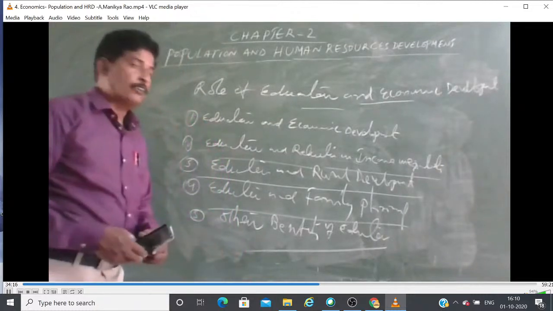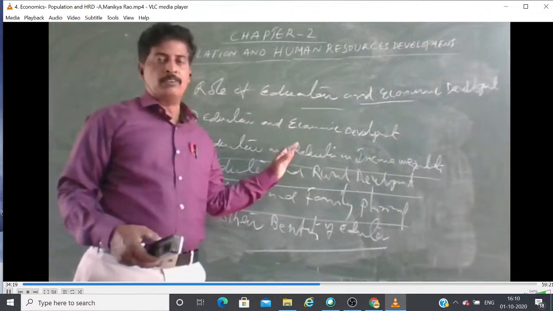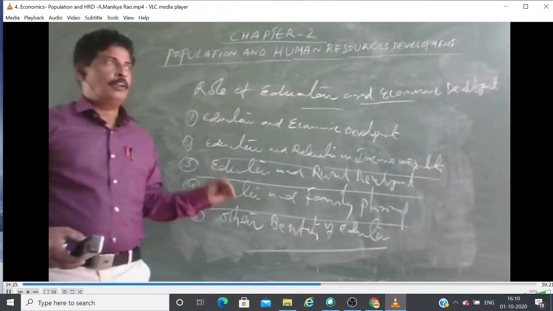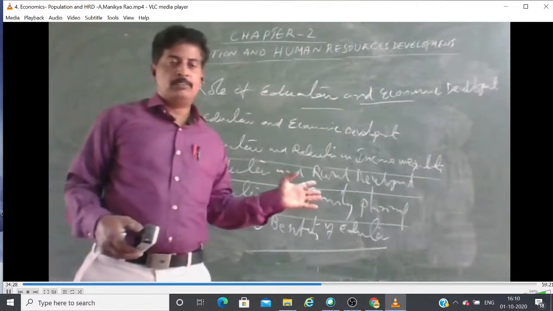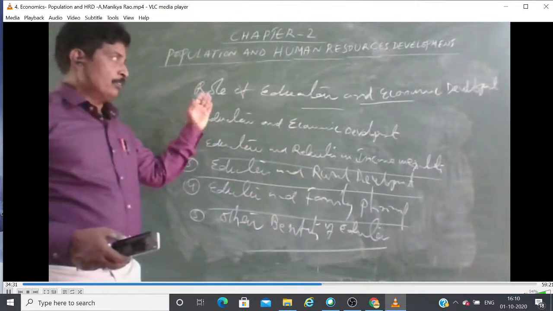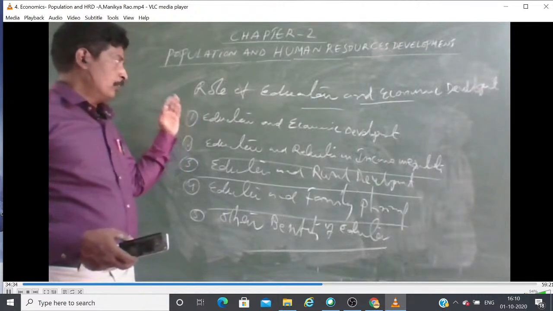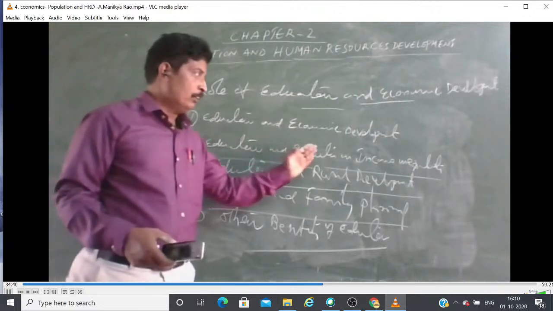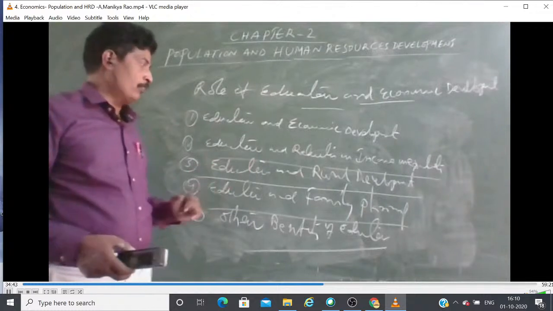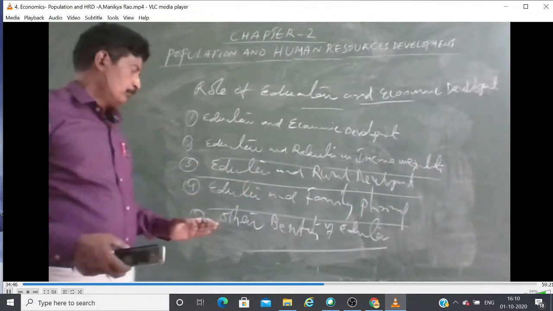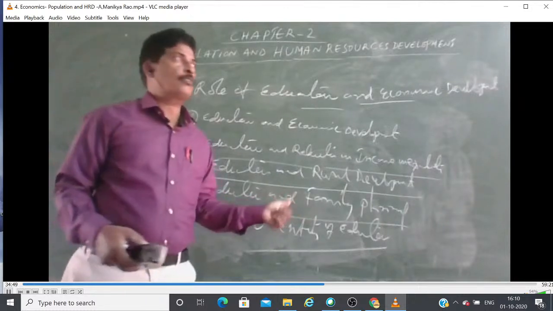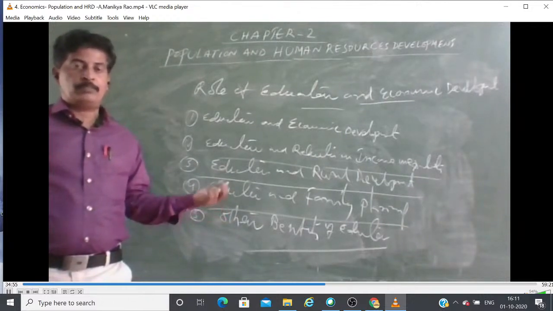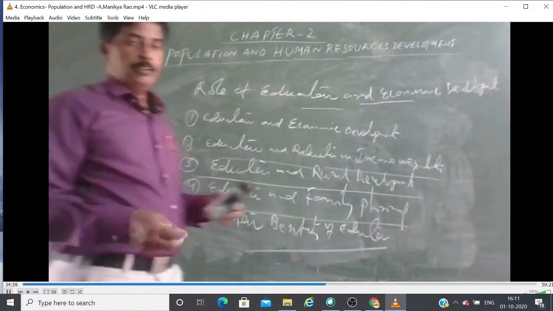So there are a lot of merits if a person becomes educated. Therefore, education immensely helps the individual, society, and a country's development. So far, we have seen the role of education: education and economic development, its reduction in income inequalities, education and rural development, education and family planning, and other benefits of education. This question is also very often asked in IPP, for 5 marks. Sometimes they ask a 10 marks question also. So it is very, very important.